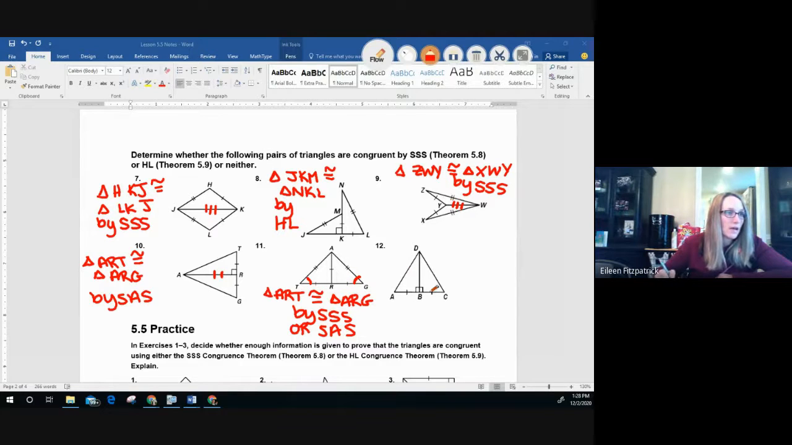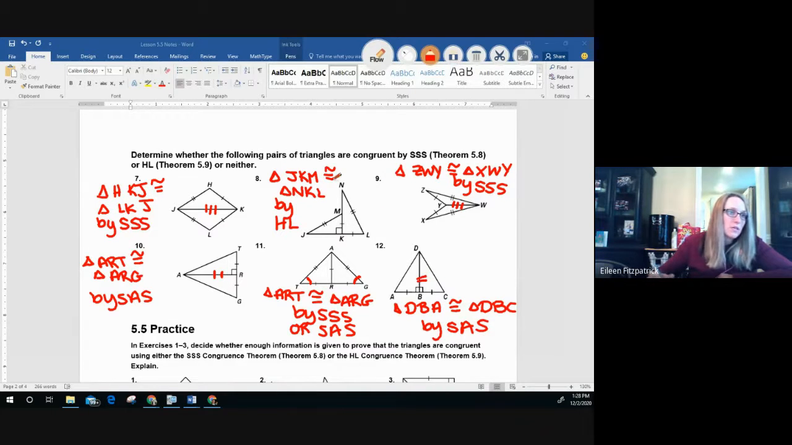All right. And the last one, you can say that triangle DBA is congruent to triangle DBC by side angle side. And the reflexive piece can be marked.